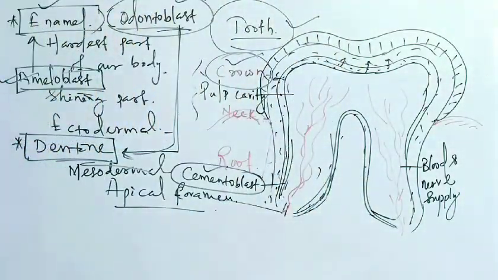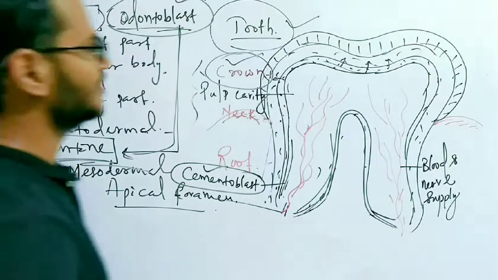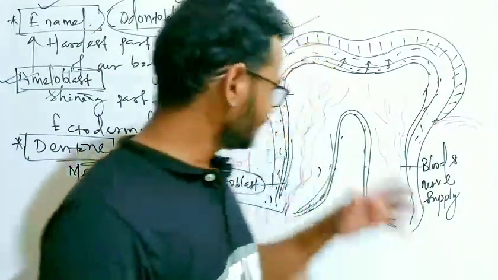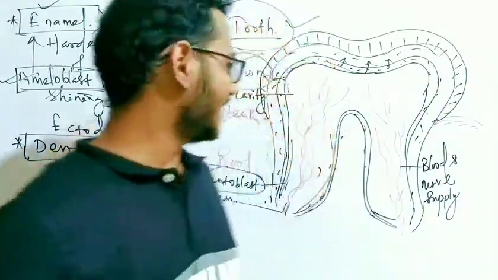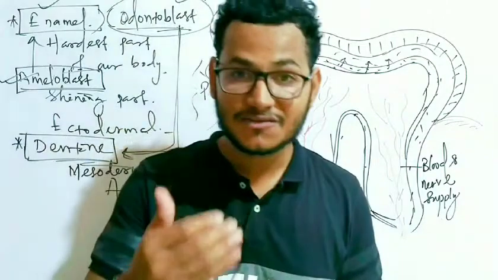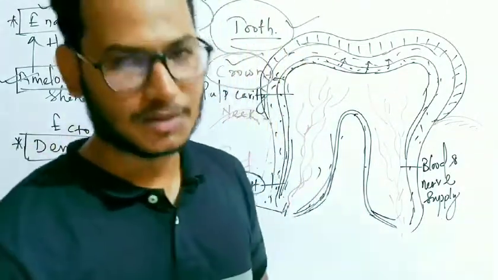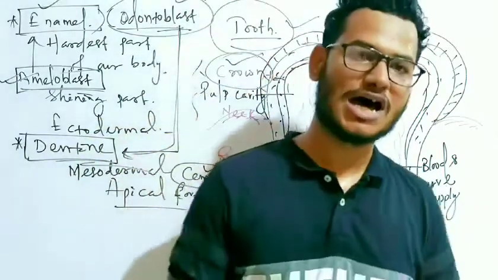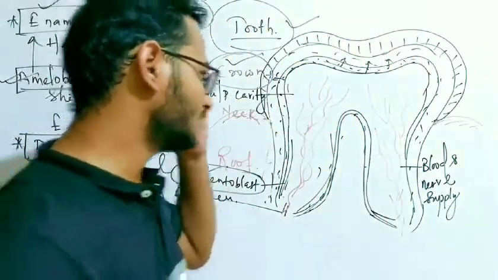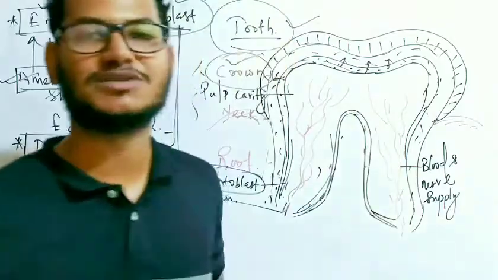So this is the basic structure of the tooth and the different parts of the tooth, how the different types of tooth help in various functions. We will discuss in the next class. We will discuss about the dental formula as well. So this is all for today. This is the structure of the tooth.